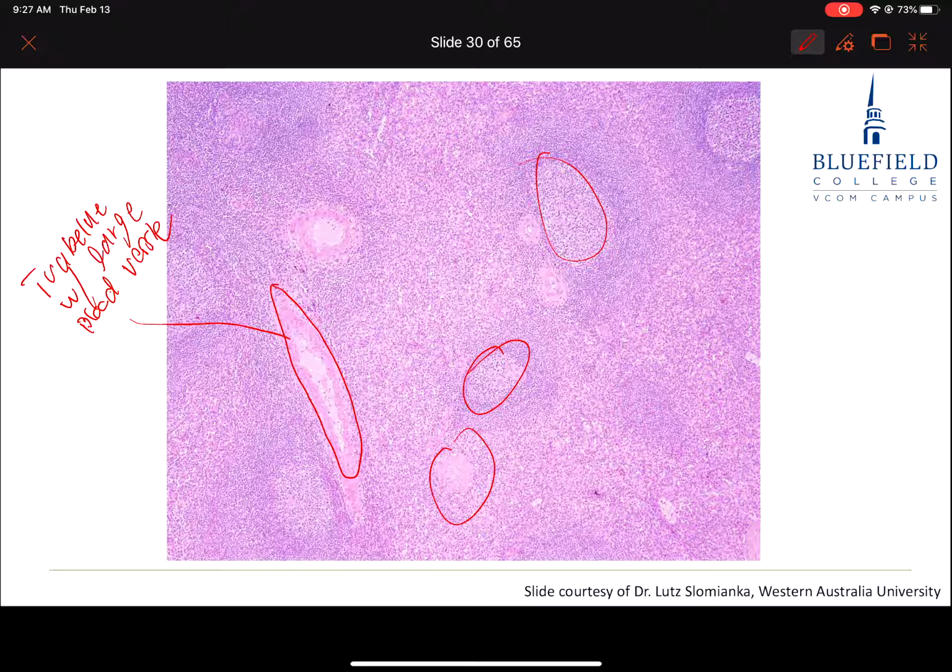Okay? And so even though I'm just in the middle, I've not seen anything, you should be able to identify this as spleen. Okay? The lymphatic nodules, the white pulp scattered around, it's not that abundant as the nodules would be within a lymph node or a tonsil.